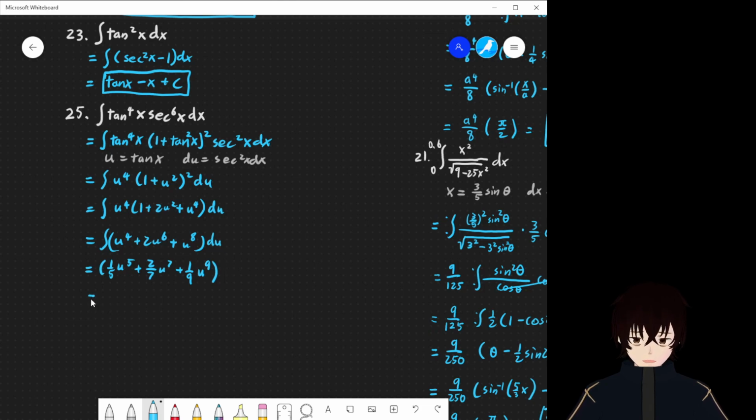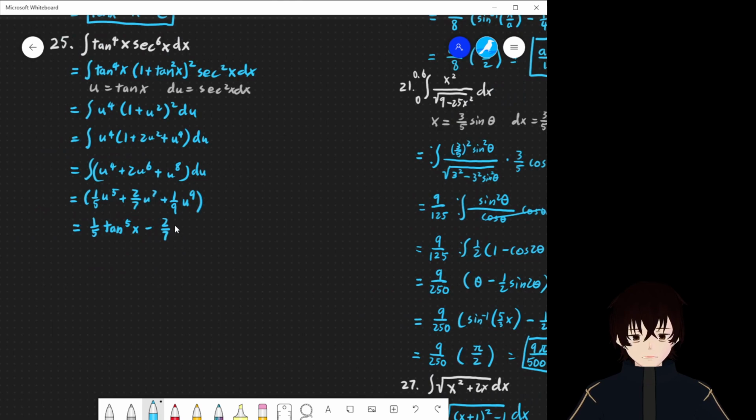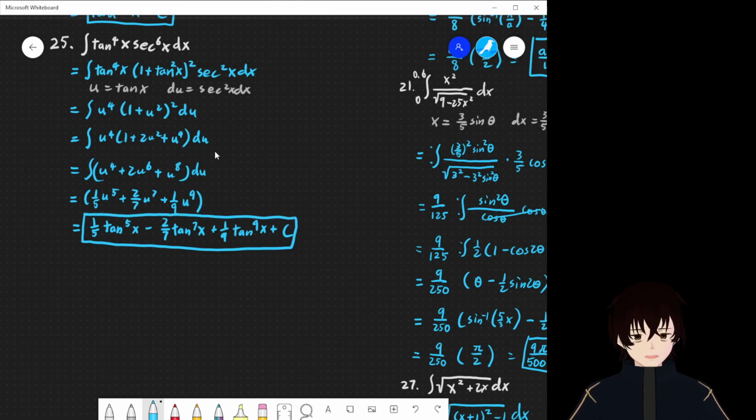Anyways, now we gotta plug our u back in. We get 1 over 5 tangent to the power of 5 x plus 2 over 7 tangent to the power of 7 x plus 1 over 9 tangent to the power of 9 x plus c. Now I'm questioning whether or not I wrote plus c for every other problem before this one.